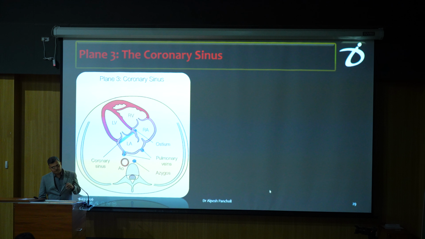Coming to the one plane above, that is the coronary sinus plane. This is seen just below the four chamber view. In this book it is given that it is at the level of pulmonary veins, but if you see for pulmonary veins, it is not the coronary sinus plane because it is just below that.